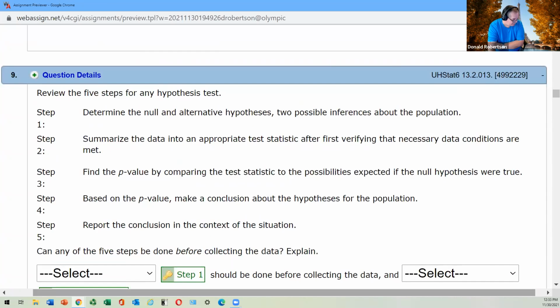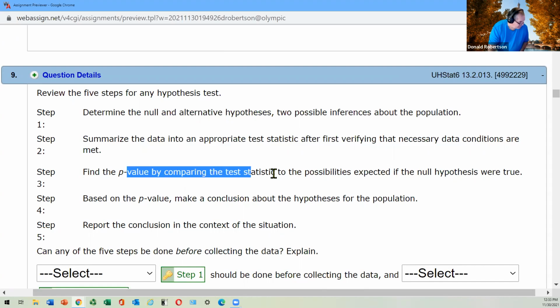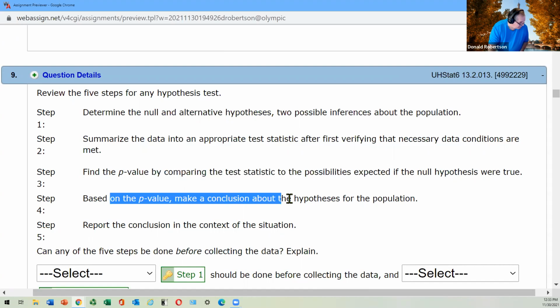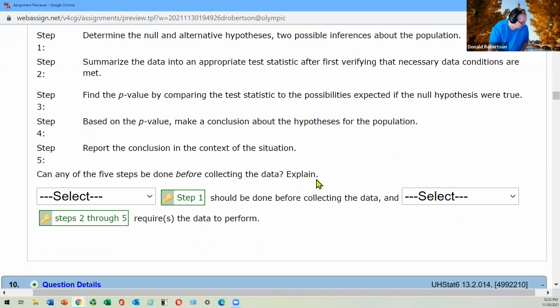Here are their 5 steps, similar to the ones that I did. Determine the null and alternate hypothesis. The thing they're calling summarize the data, wouldn't that essentially be calculating the standard error and the t-score? There's your find the p-value, which we would do using SALT. Then you would do, is the p-value less than alpha? And then you would say, okay, what's your conclusion based on what happened in step 4?